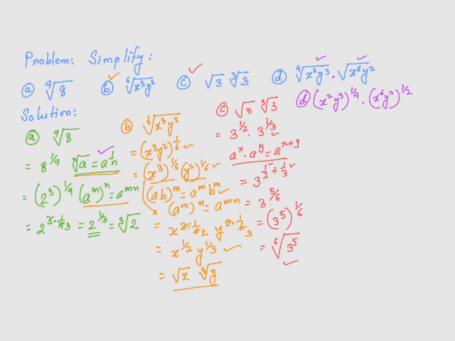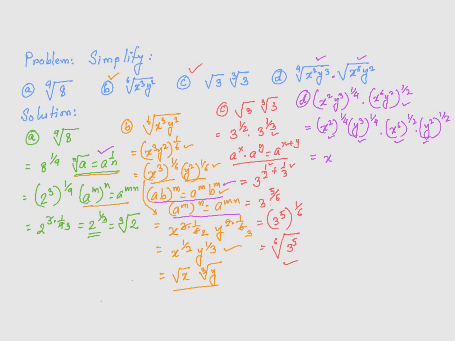Now using this rule, this one, ab to the power m is equal to a to the power m times b to the power m, I can simplify this to x squared to the power 1/4 times y cubed to the power 1/4 times, this one needs to be simplified, x to the power 6 to the power 1/2 times y squared to the power 1/2. Now I just have to simplify it further. Again, I'm going to simplify each of these terms here using this rule: a to the power m raised to the power n is a to the power m times n.